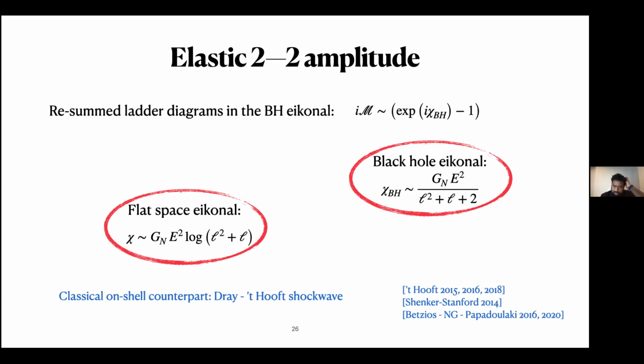And just as with the flat space eikonal, where the eikonal function was defining for us shock waves in flat space, one can show that the black hole eikonal also captures the Dray-'t Hooft shock wave, which is now a shock wave on the black hole spacetime. This is also related to the Shenker-Stanford eikonalization in AdS, because the asymptotic physics does not play a role as long as you're looking at the near horizon dynamics.